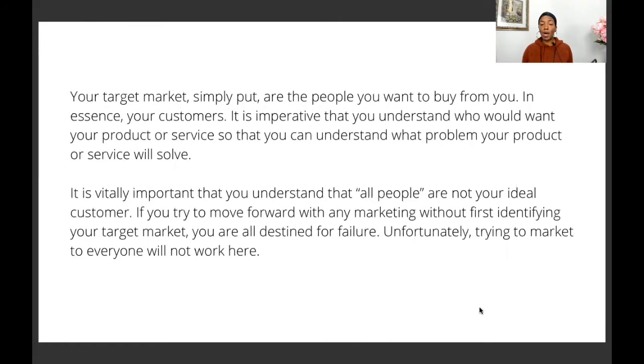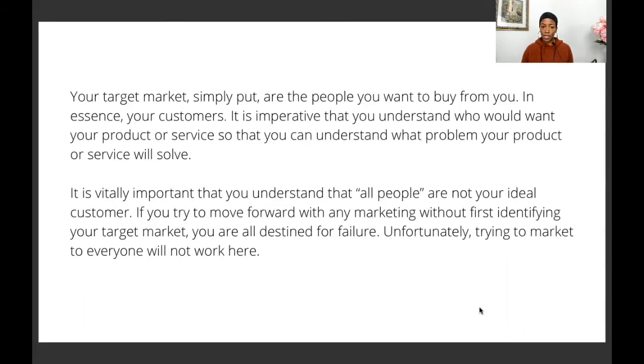So your target market, simply put, are the people that you want to buy your service or your product. There is one type of person who specifically would be interested in what you have to offer. It will help relieve people of a specific pain point in their life. So in essence, they are your customers. It is imperative that you understand who you want your product or service to be geared to, so you can understand how your product or service will serve them, what problem they will solve.